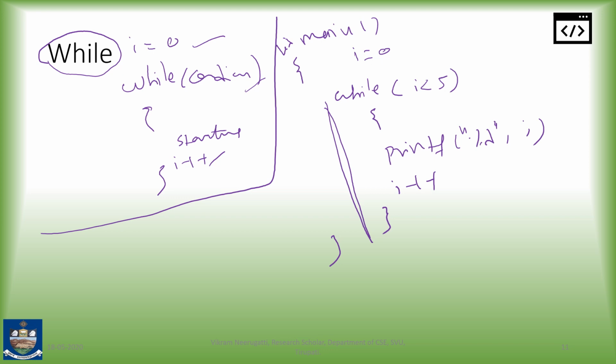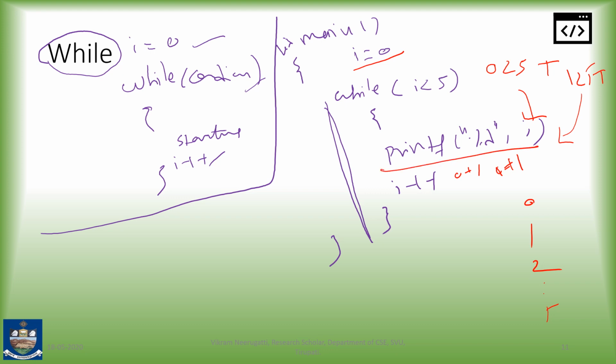So the output will be: first I equal to 0. First it checks I less than 5. Is it true or false? True. Then it comes here and displays the I value, which is 0. Now 0 will become plus 1, 1. Then it checks again 1 less than 5. True. Comes here, prints 1. 1 will become 2. Again it checks. Till 4 it will continuously process the things. This is the while loop.